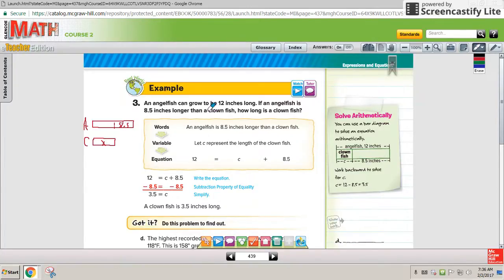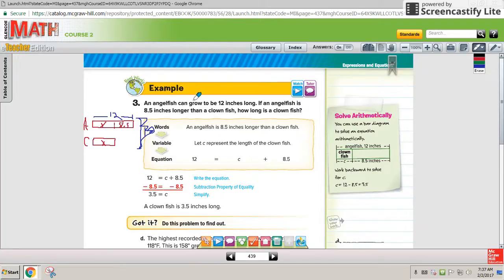And it says an angelfish can grow to be 12 inches long. So in our picture here, where should we put 12? Does it say that together both the fish are 12 inches long? No, doesn't say that. It says only the angelfish part. So we're going to label this to be 12 right up here. Does that make sense?